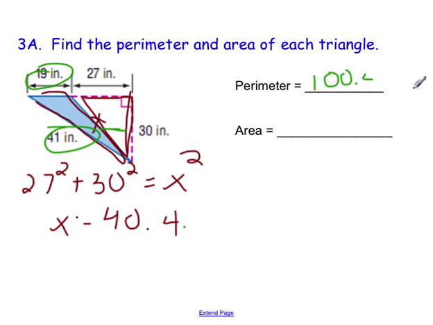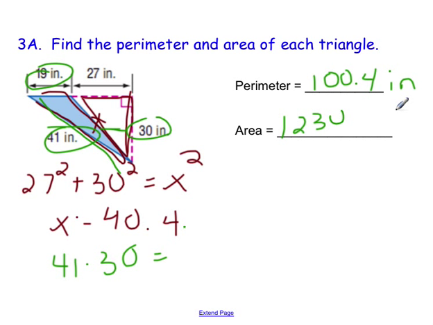Then we want to calculate the area. The base of our triangle is going to be 41 inches, and we multiply it times the height, which is 30. So we take 41 times 30, and that's going to be equal to 1,230 inches squared.